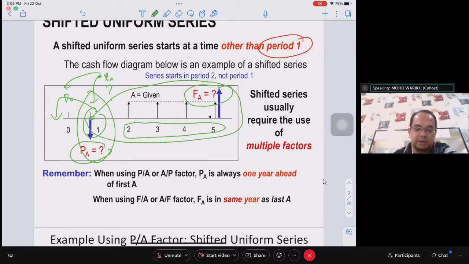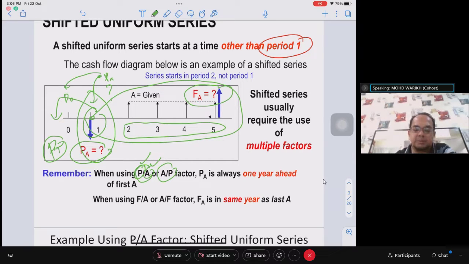You can use PA or AP. It depends on your comfort. Because all of these numbers are given, P also given, A also given. But the very important thing is we have to calculate the PT, the total of this shifted first.